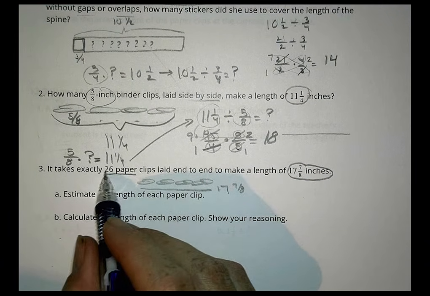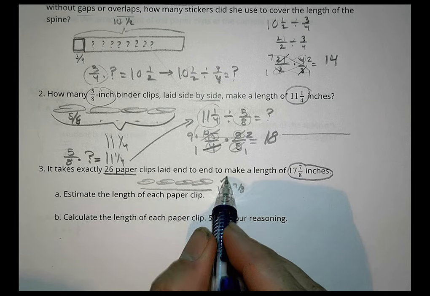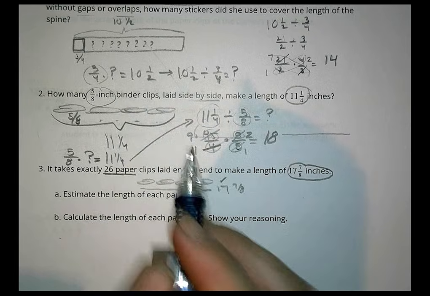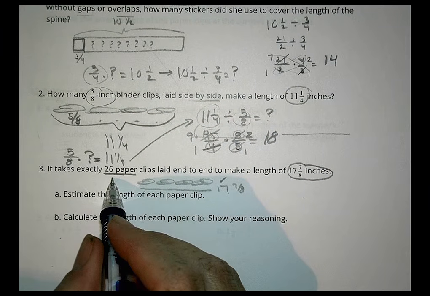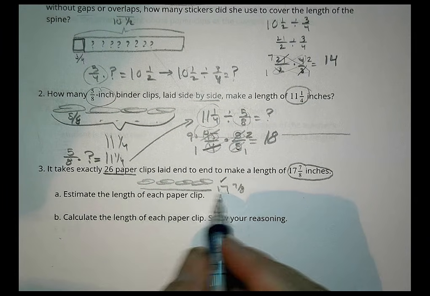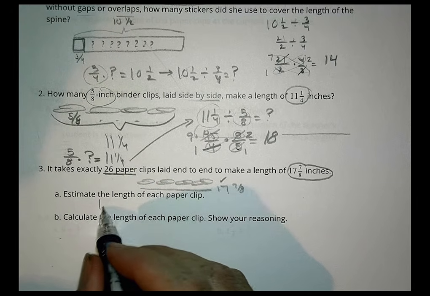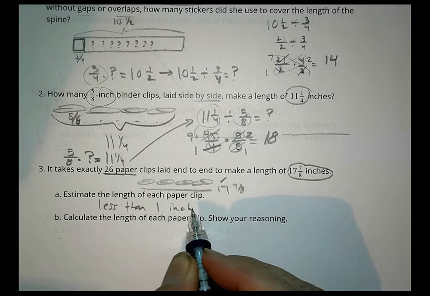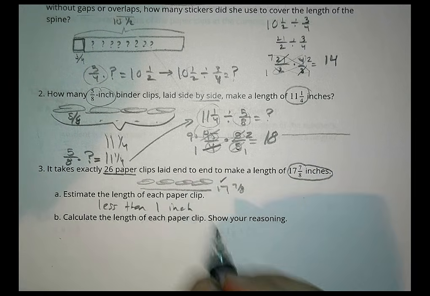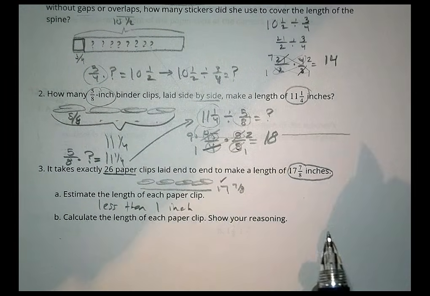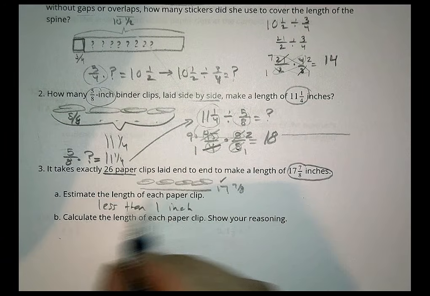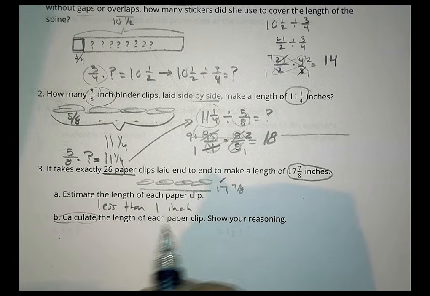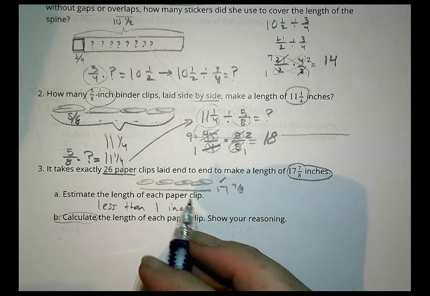Well, if I have 26 and I get a total length of 17, if each one happened to have been maybe 1 inch, right? Like up here, if it was 1 inch, then we would have a length of 26. So we know it has to be less than 1 inch for sure. Do I know exactly what it is there? Not based on my estimation, but that's just telling me my answer when I figured out in part B, calculate, should be something less than 1. I should get a fraction value less than 1.